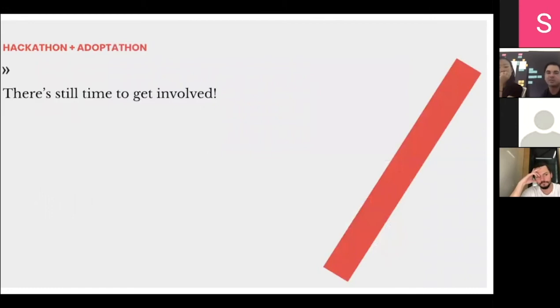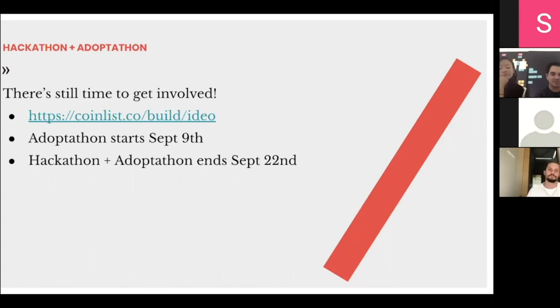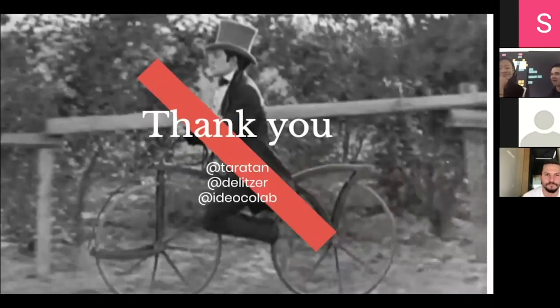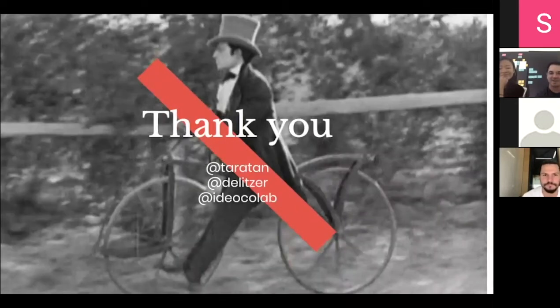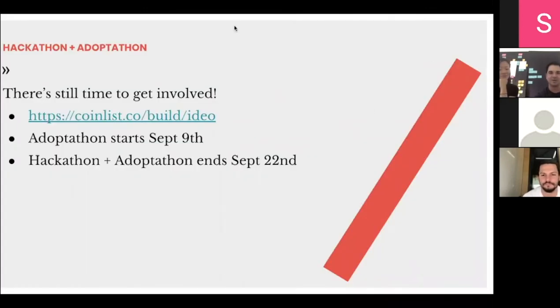So just getting to the end here, there's still time to get involved. If you haven't actually started yet, you can go to the CoinList website. The Adoptathon again starts September 9th. Everything ends on September 20th, 11:59 p.m. Pacific time. And that's the message. That's what we wanted to share with you guys. So I'm just going to leave it here, and we're going to stop our share and go back to video.